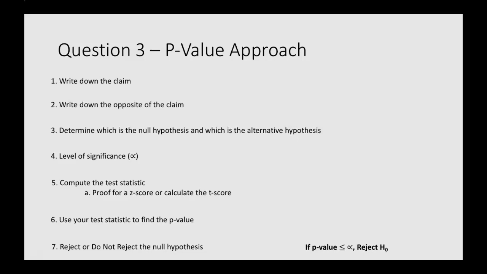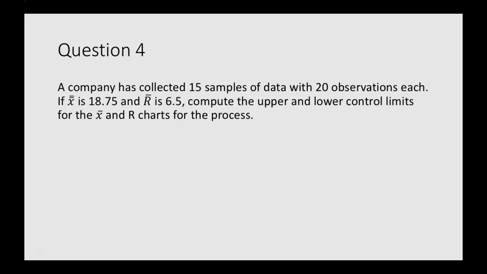So that's the past 2 questions, which have been about chapter 9. Now let's do a question about the most recent chapter, chapter 19, with quality control. This question says, a company has collected 15 samples of data with 20 observations each. If X bar bar, which is the mean of the means, is 18.75, and R bar, which is the mean of the ranges, is 6.5, compute the upper and lower control limits for the X bar and R charts for the process.